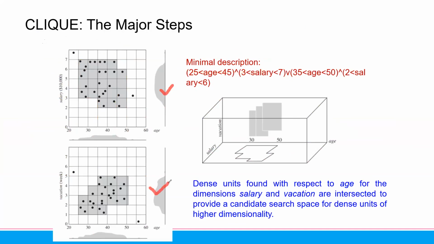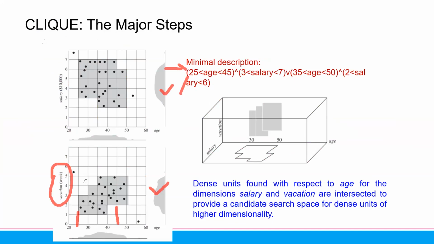So if you want to apply to this data, then after you know this minimum description, you can look at different perspectives. Let's say I know that based on this minimum description, the age is between 25 until 45, and yeah, we change to the perspective here. We want to check based on the vacation. So how many weeks that employee took the vacation.